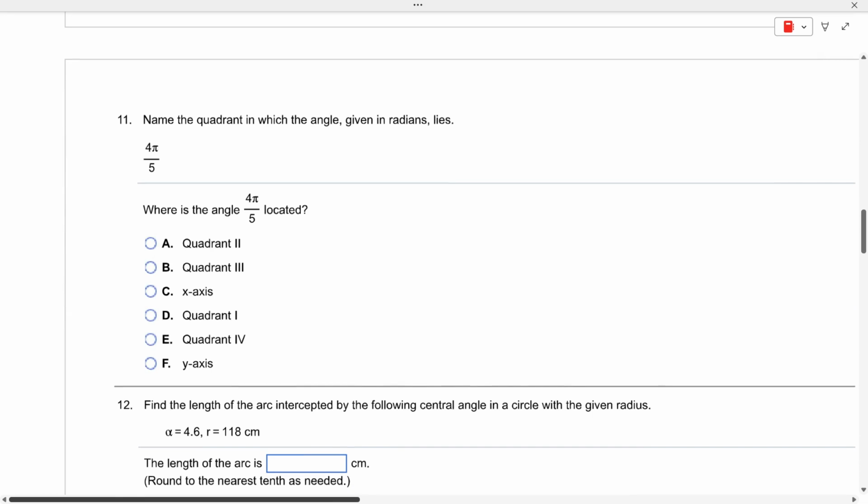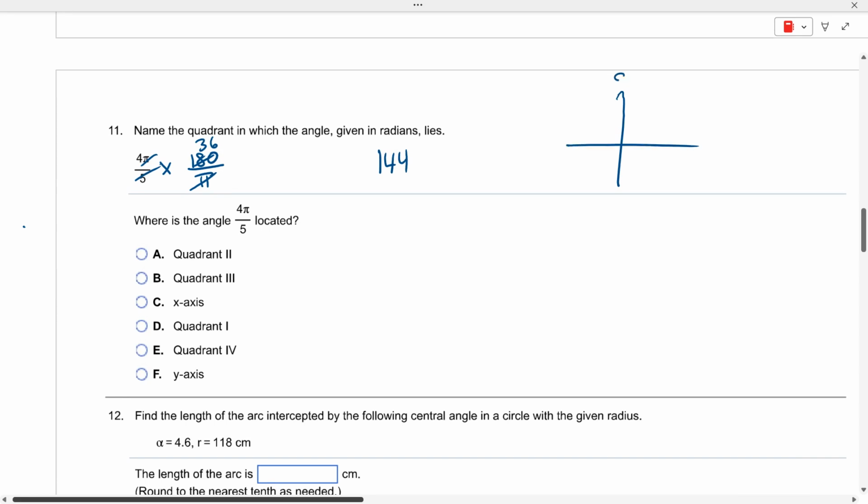The quadrant where 4 pi over 5 is. Some people know radians pretty well and know how to work with fractions. Other people say, let me change this into degrees because I know where they are in degrees. To change it into degrees, we multiply by 180 over pi. Pi's cancel, so it's 4/5 of 180, or 4 times 36, which is 144. 144 degrees is in what quadrant? 90, 180, 144 is in between there, so it's quadrant 2.